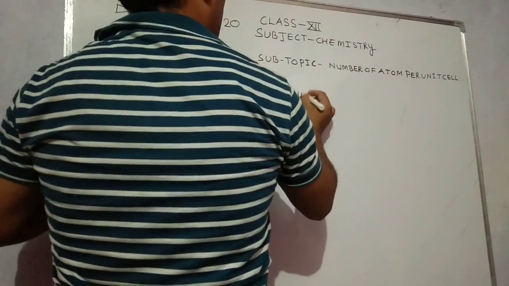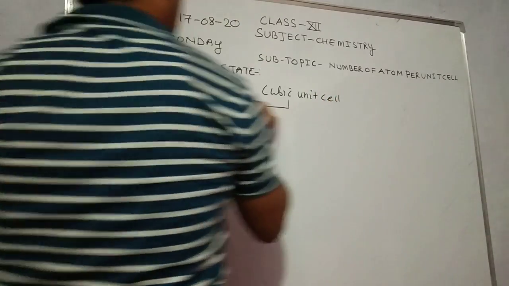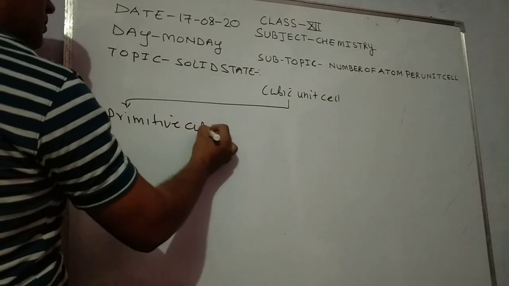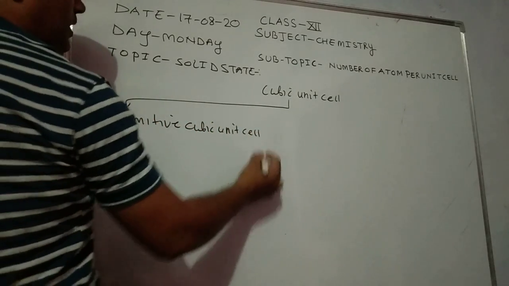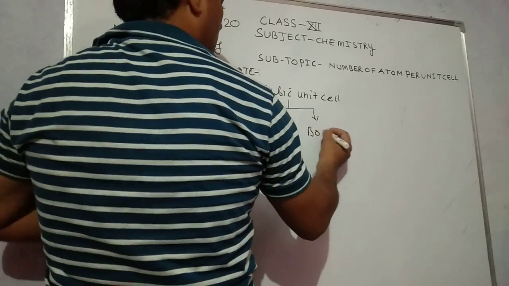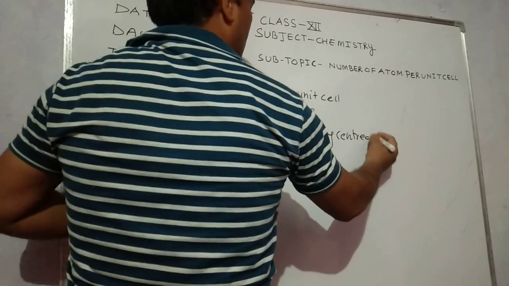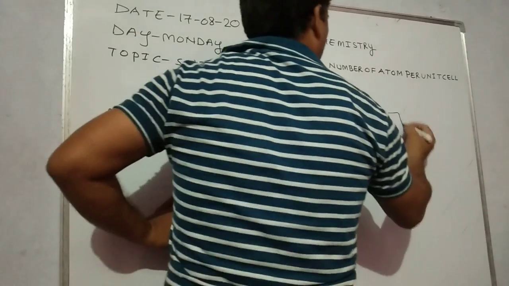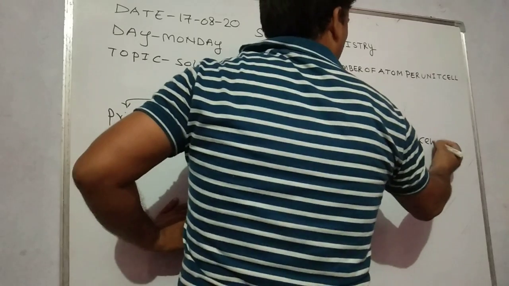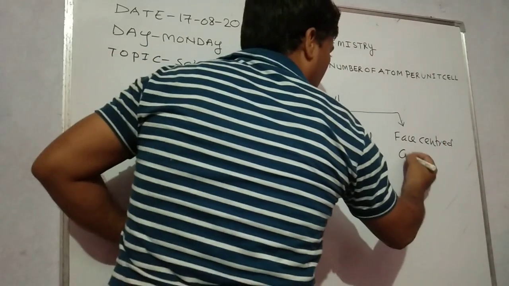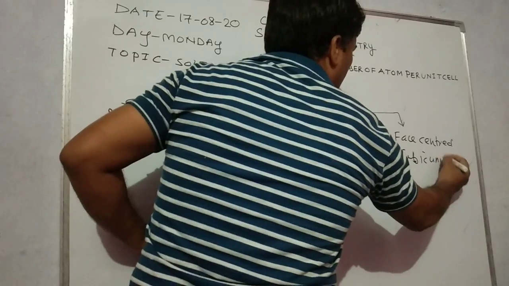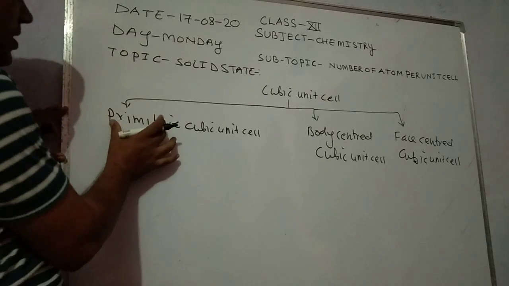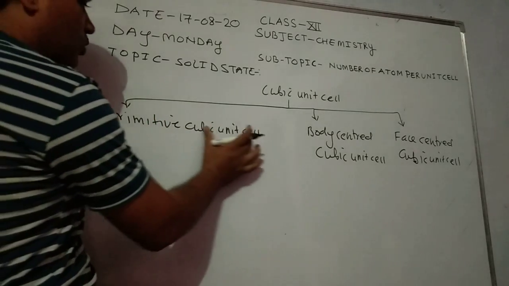First one is primitive cubic unit cell. Second one is body centered cubic unit cell, and last one is face centered cubic unit cell. So I am going to discuss how to calculate number of atom in primitive cubic unit cell.